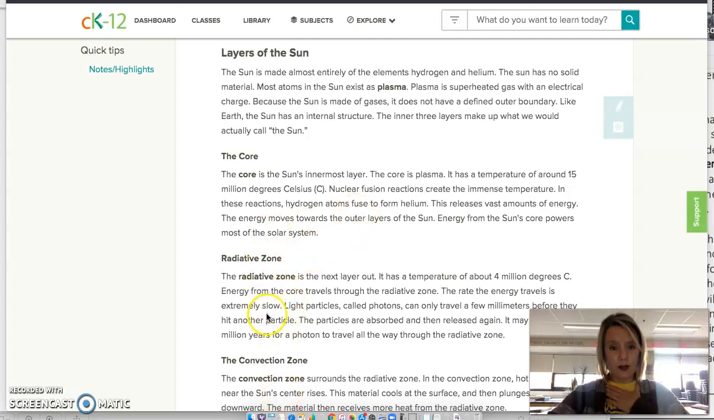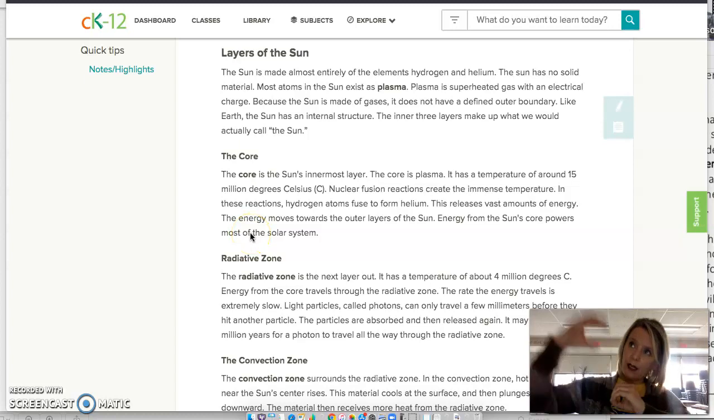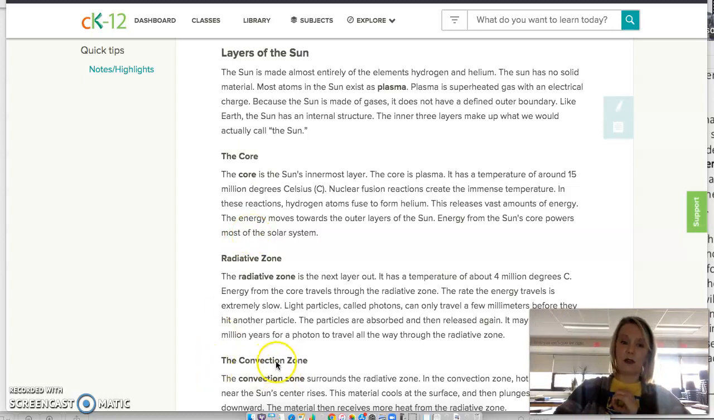The radiative zone, which is, as the name implies, where the light particles radiate out from the core through the radiative zone into the next zone, which is the convection zone. It takes a really long time for photons, light particles, to move from the bottom of the radiative zone all the way up to the convection zone, like tens of millions of years, up to 100 million years.